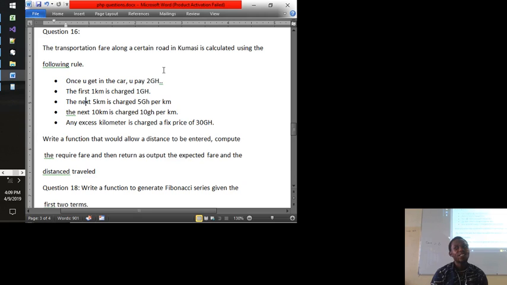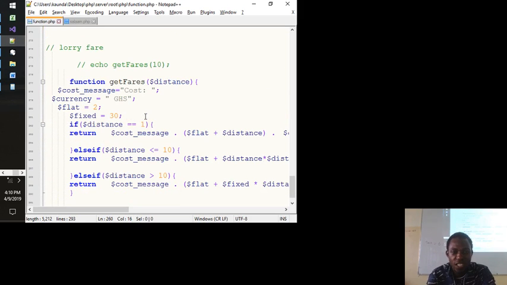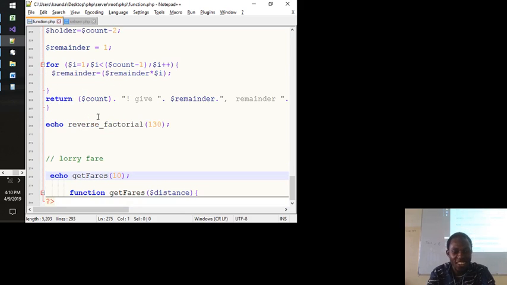He has traveled 5 kilometers. This one is automatic, right? Out of that 5, the first one he will pay 1 cedi. That is 3 cedis. The remaining 4, he will pay 5 cedis each. That will be 20 plus this one, everything is 23. So let's check and see what Salam gave us. Let me comment mine.